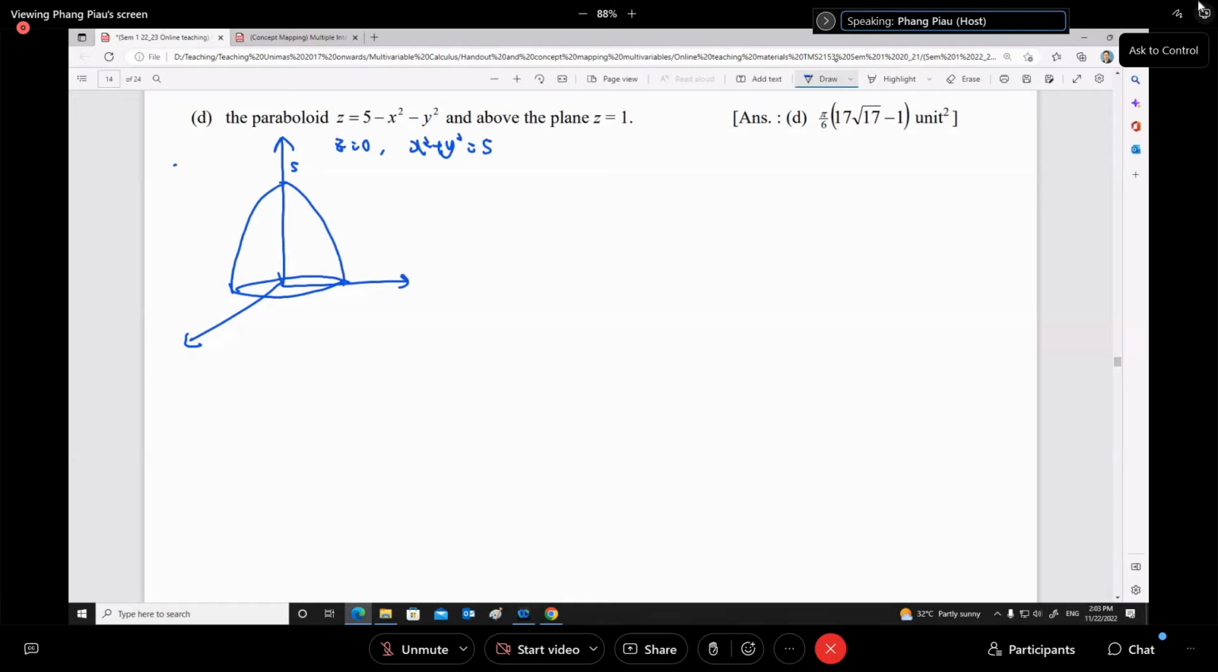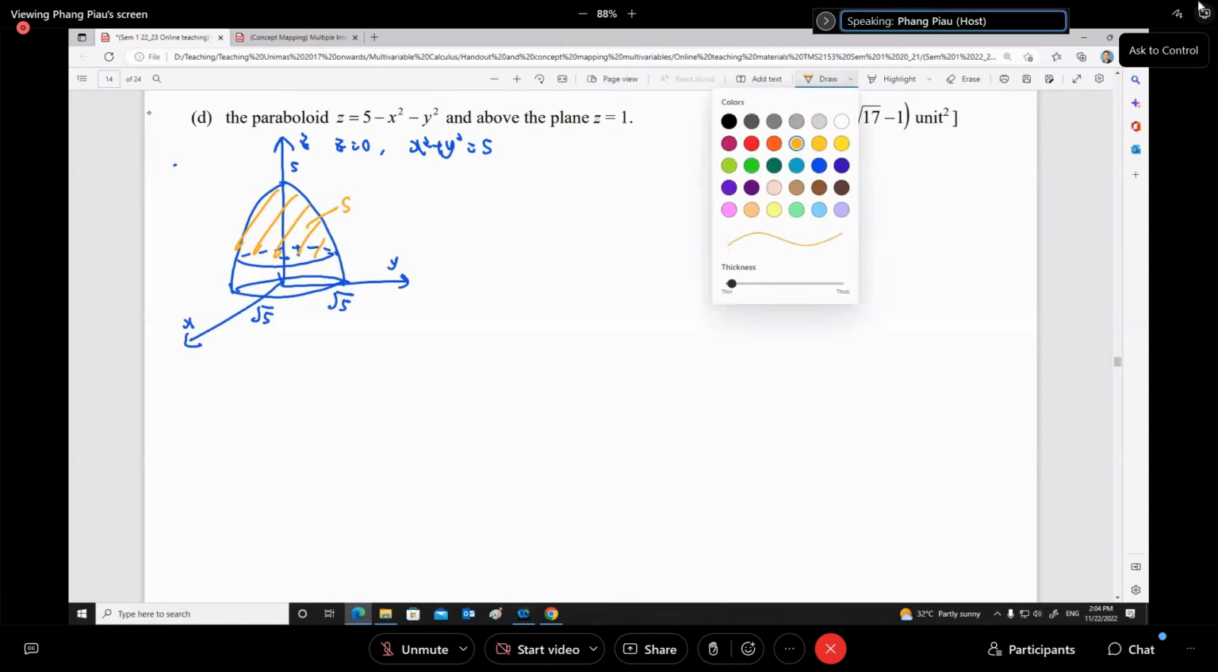Seeing this is 5, you know that this is also 5, and this is also 5. So this is the diagram, the solid for this parabola. But the surface area that we are interested in does not cover all of it, only the part above the plane z equals 1. So supposing here is z equals 1, we want to find the surface area of this.